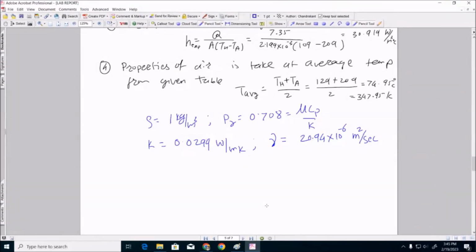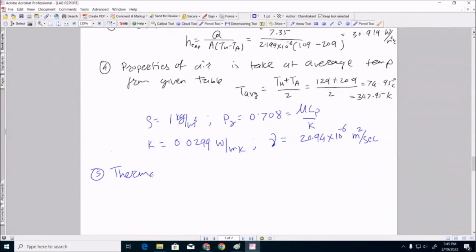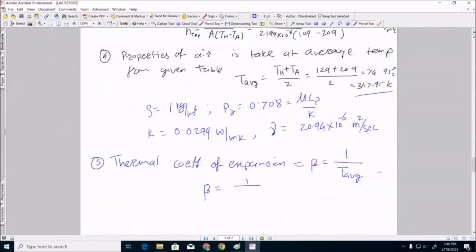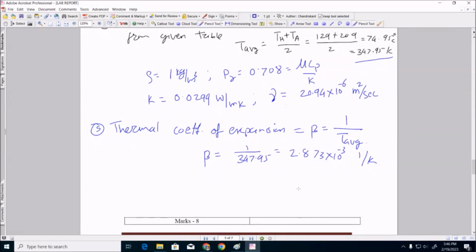We'll find the numbers. As I told you, I will find all the numbers. For this Grashof number, I need beta. G is known to me. I need beta, and I have all properties. So number 5, the thermal coefficient of expansion is called beta, and it is 1 over T average. The temperature must be in Kelvin, because it is in multiplication and division. 347.95. So your answer will be 2.873 into 10 to the power minus 3 per Kelvin. So once we know this coefficient, I can find out the Grashof number.